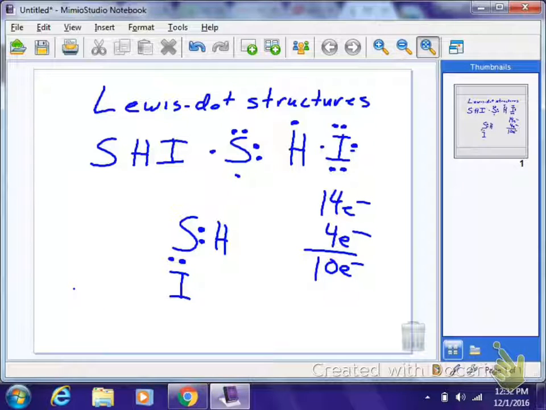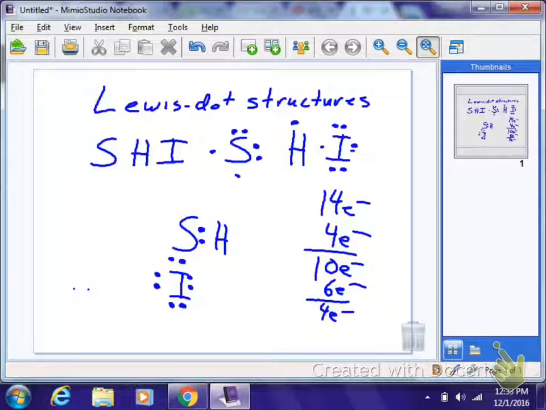Next thing we'll do is we'll look at our branched atom. Here, iodine's a branched atom. So we'll go ahead and put our electron pairs around iodine so that iodine has 8. So there it has 8. Okay? So we added 6 electrons. We'll take that away. And we're left with 4 electrons to position.